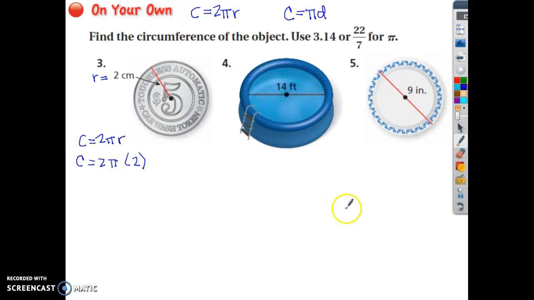And now I need to go back and just decide which version of pi I'd like to use. Either is fine, whichever one you're more comfortable with you may use. But since there are no 7s in my question, this 7 is not going to reduce with anything. So I'm going to go ahead and use 3.14. If in doubt, if you're not sure which one to pick, just always use 3.14.